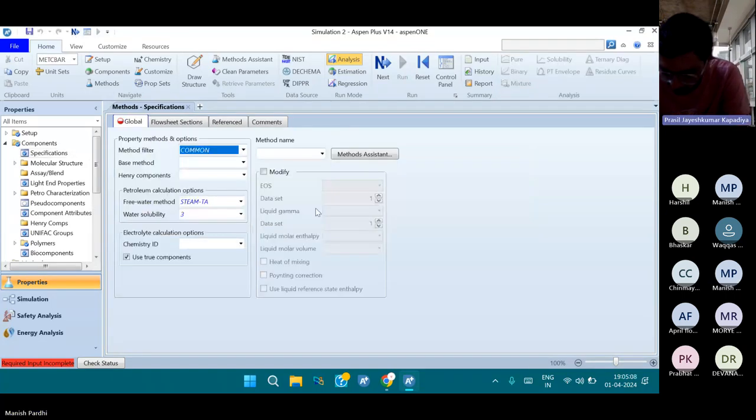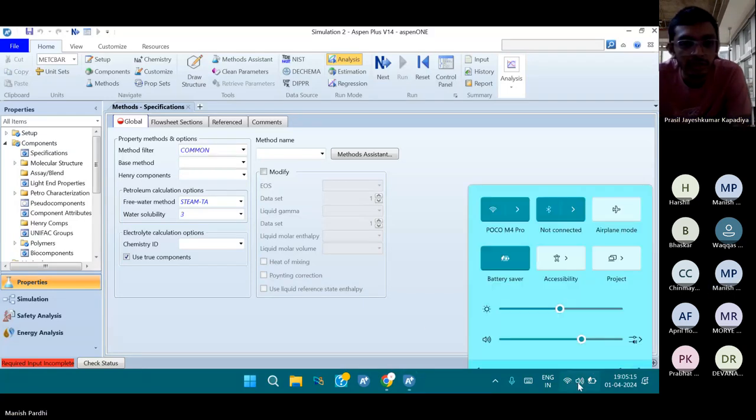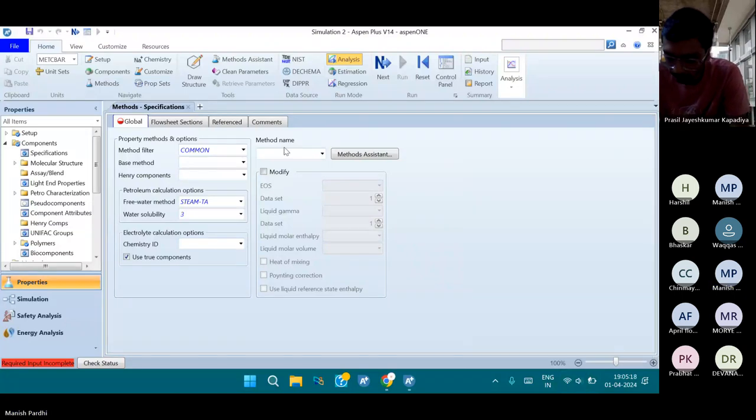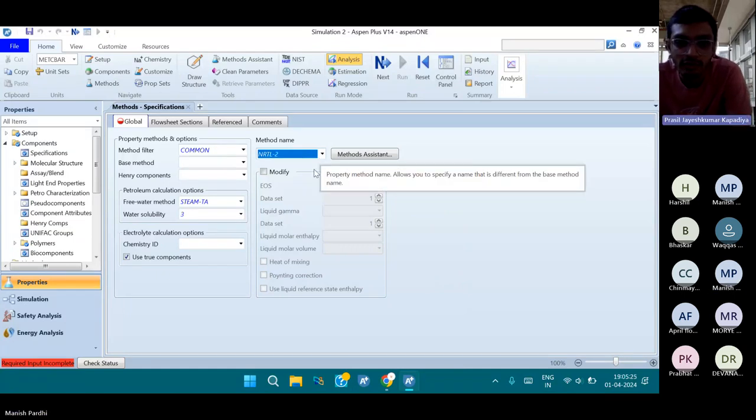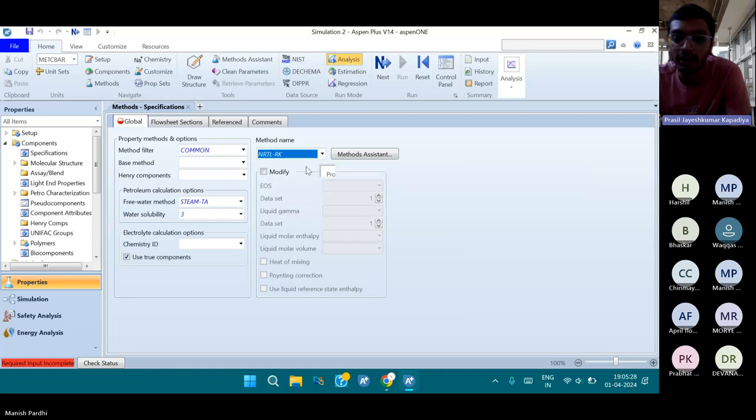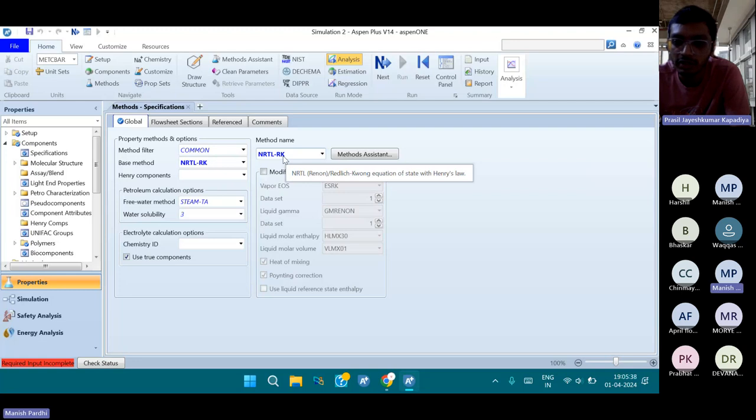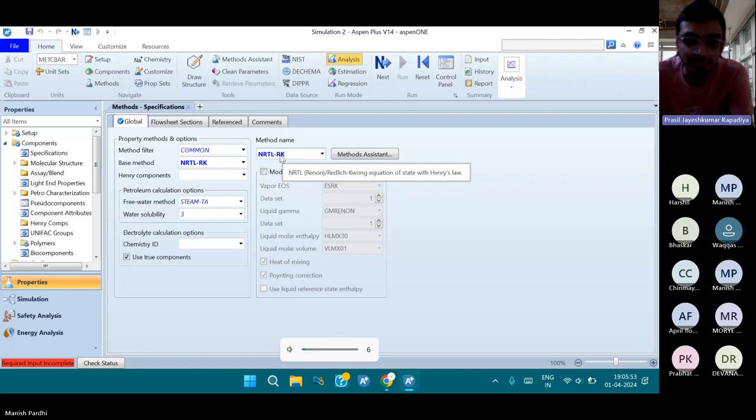So what property method are we told to use? We are told to use NRTL RK property method. Why NRTL and why RK combined? Liquid phase is obviously not an ideal phase, right? But in this case, vapor phase is also not ideal. That's why we are using RK equation of state for vapor phase, because it's three phase: vapor, liquid, liquid. Okay, please next.